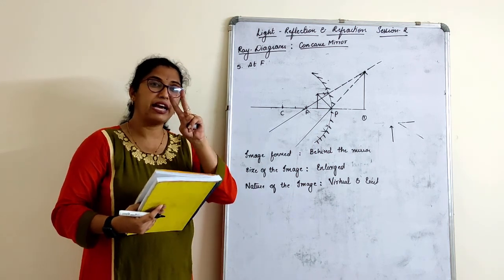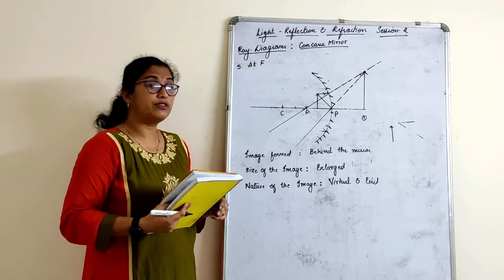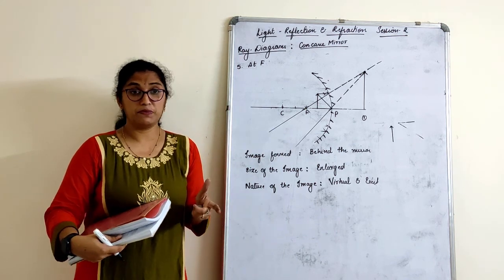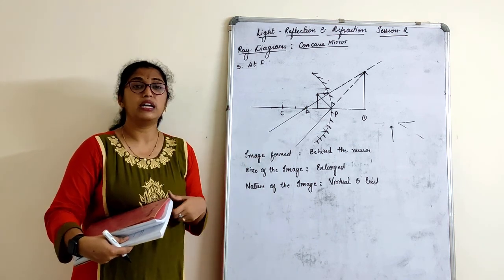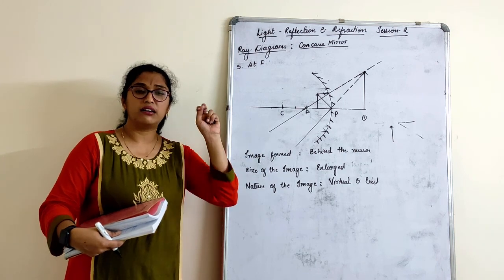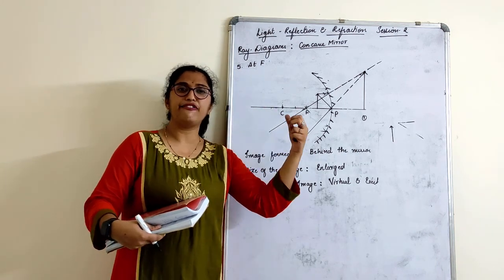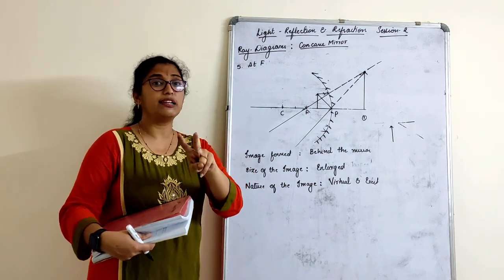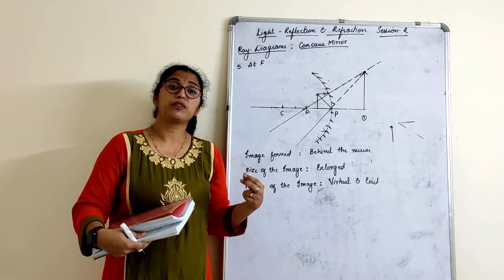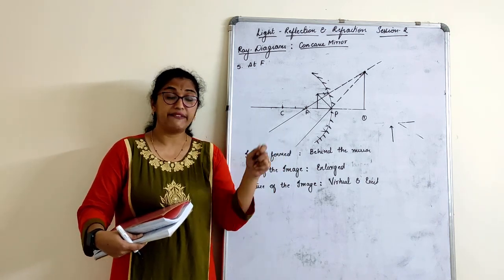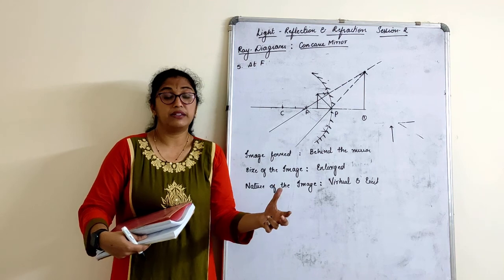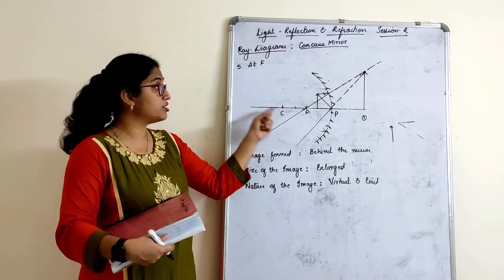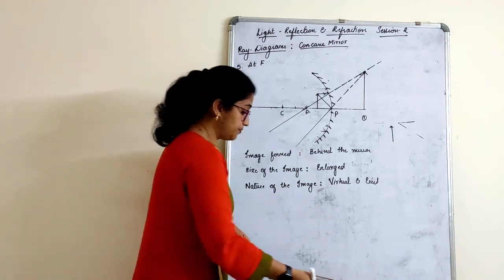For convex mirror, we have only two ray diagrams. One ray diagram is to show that convex mirrors are divergent mirrors, that is, rays from infinity. Another is to show that the object is kept between infinity and pole, anywhere between infinity and pole. Only two we have. We'll quickly finish that. We'll see what the uses of concave and convex mirrors are, where we use them in our day-to-day life, and the most important thing, the sign conventions of these mirrors, we will study.